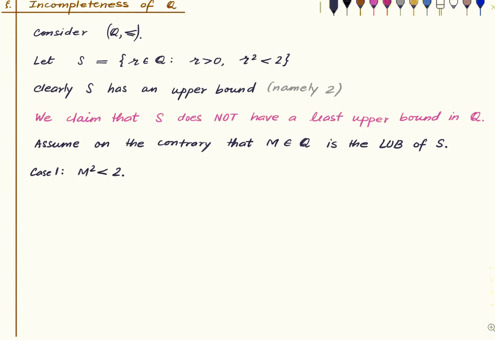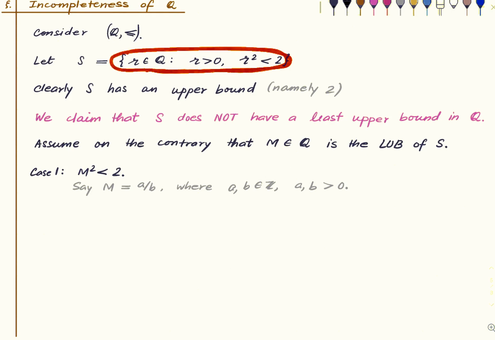So in this case, since M is a rational number, we can write M as A by B, where A and B are integers and both are positive. Why is that? Because M is after all a positive rational. Being an upper bound to a set which contains only positive things, M itself is positive, and hence you can write it as A by B, where both A and B are positive.